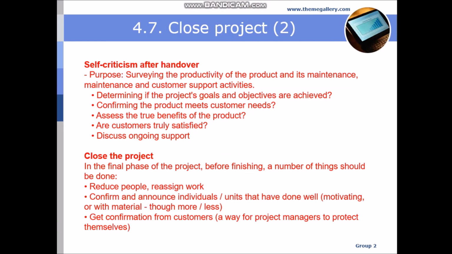Closing the project is the final phase of a project. Before finishing, a number of things should be done, such as reviewing people, recycling work, confirming and announcing individual units that have done well, and getting confirmation from the customer.